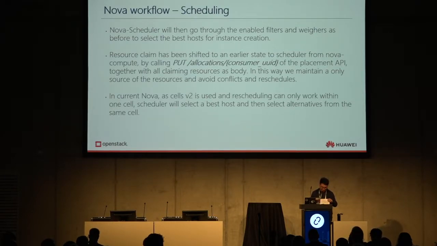Another thing I want to point out is that in current Nova, Cells V2 is used by scheduling, and it can only work within one cell. The rescheduling process can only work in one cell. So the scheduler will select a best host, and then it will select some alternatives from the same cell as the best host.